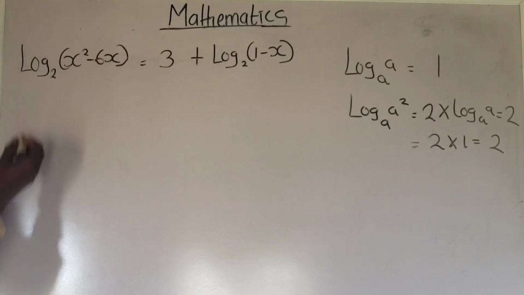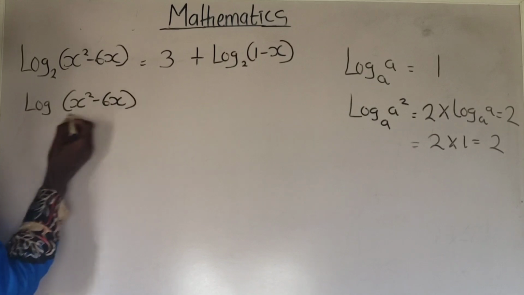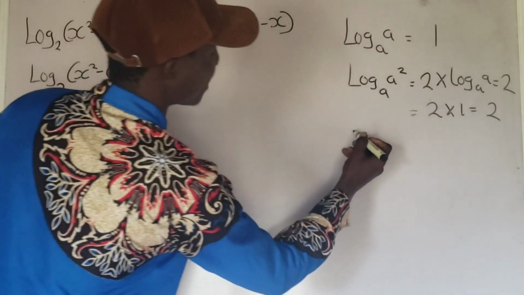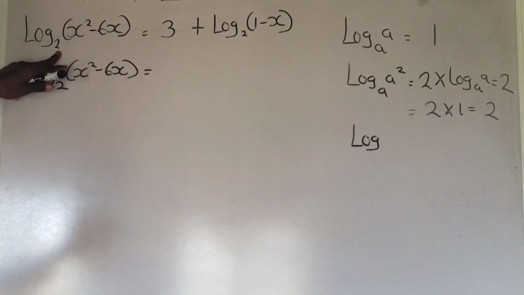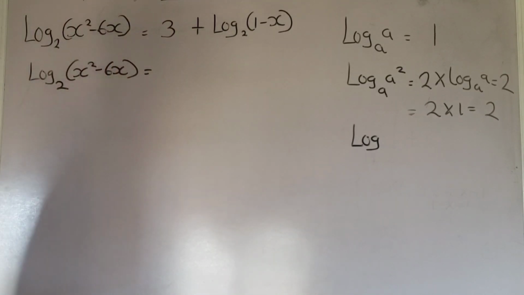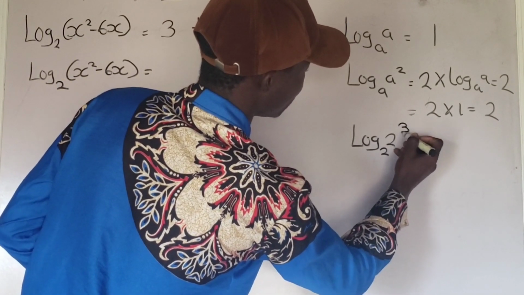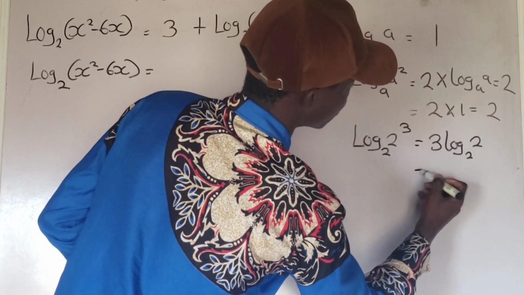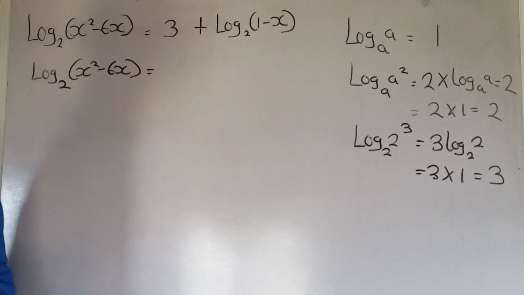Okay, for this I'm going to have log base 2 of (x squared minus 6x) is equal to... I want you to pay attention. Because the base in this question is 2, I'm going to write the 3 as a log to base 2. So I'm going to have log 2 base 2 raised to the power of 3, which is equal to 3 log 2 base 2, which is equal to 3 multiplied by 1, which is equal to 3. These are the basic rules of logarithm.